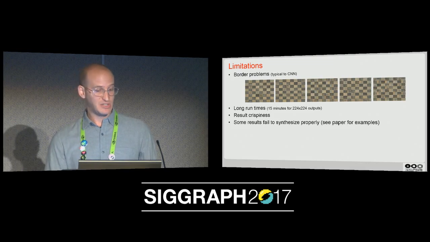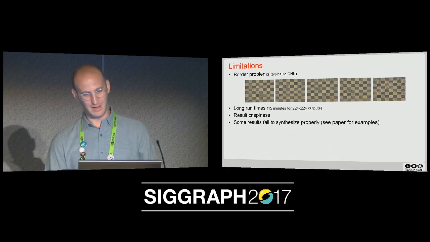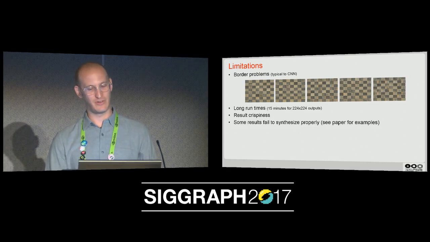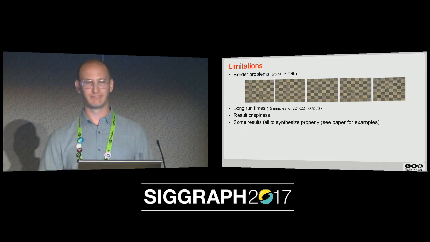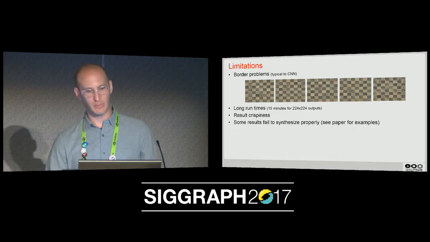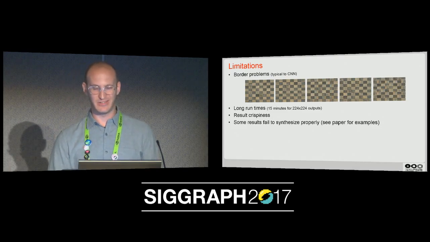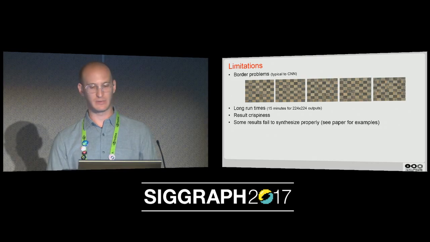And finally, some images fail to synthesize properly for an unexplained reason. It's the magic of using CNN. We did witness, however, that tweaking the algorithm parameters does improve the results, but we do not want to go in this direction. Starting to hand-tune the parameters for each texture is not a real solution, so we need to figure this one out.